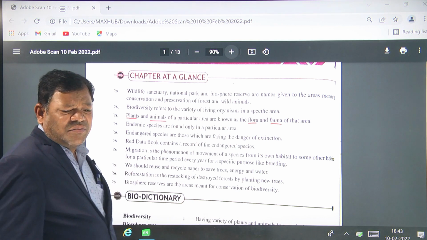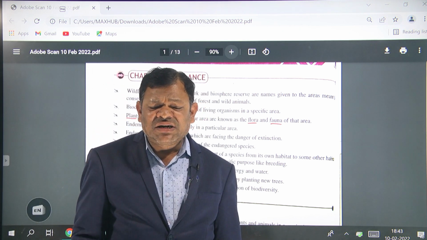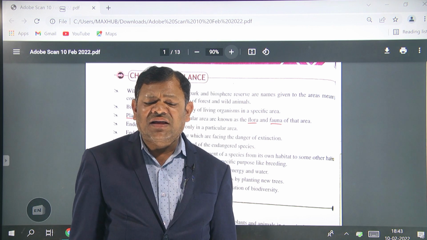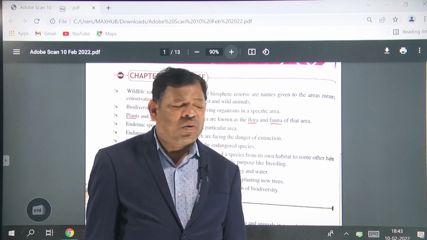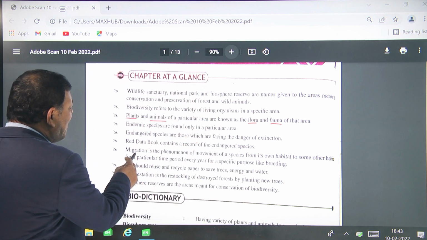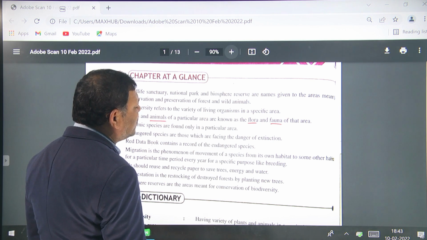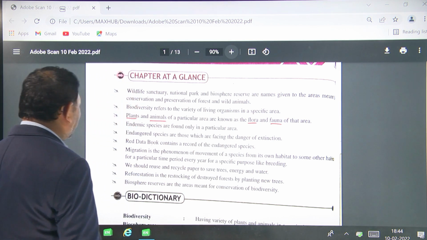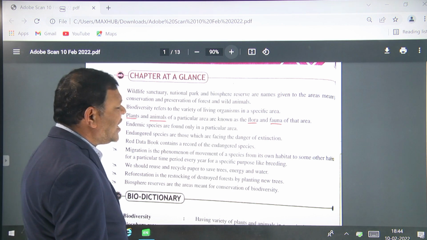Migration. Migration means, especially you know very well, birds. Birds move from one place to another place in search of food, shelter, and for breeding purposes. Migration is the phenomenon of the movement of a species from its own habitat to some other habitat for a particular time period every year for a specific purpose like breeding.